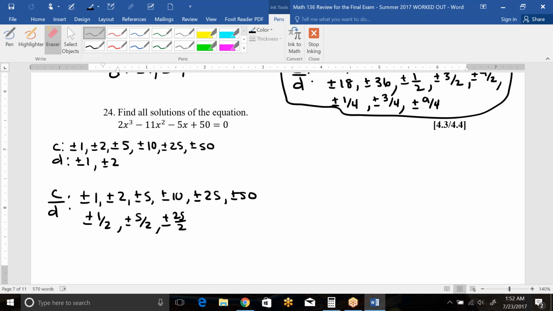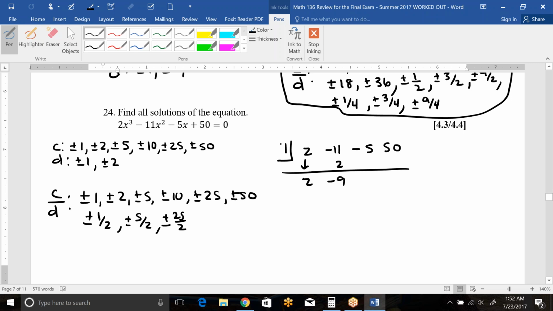Then we just start testing these using synthetic division. I would work from the smallest whole integer and work your way up. So 1 is 2, -11, -5, and +50. Bring down the 2, multiply, add the columns, multiply, add the columns, multiply, add the column. So not 0. Try -1.